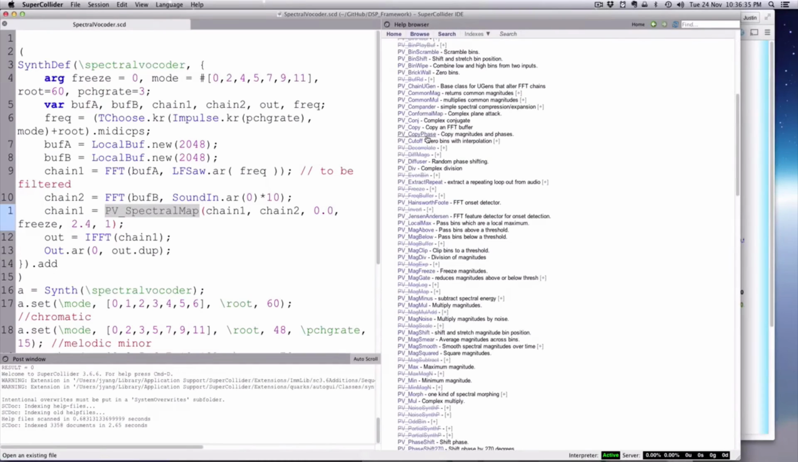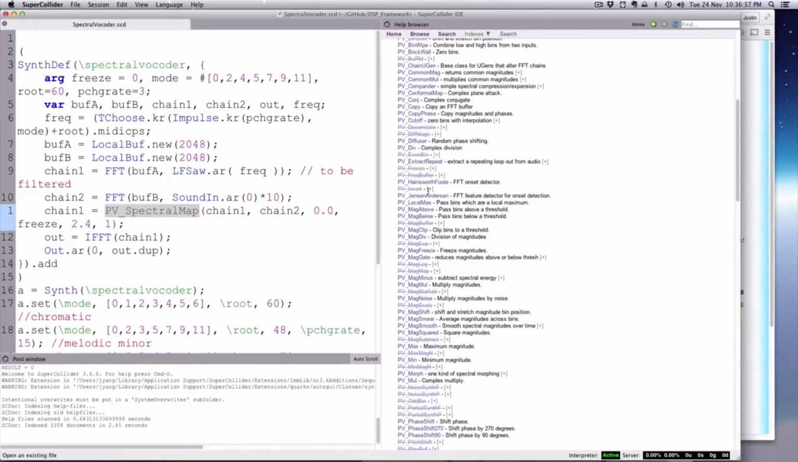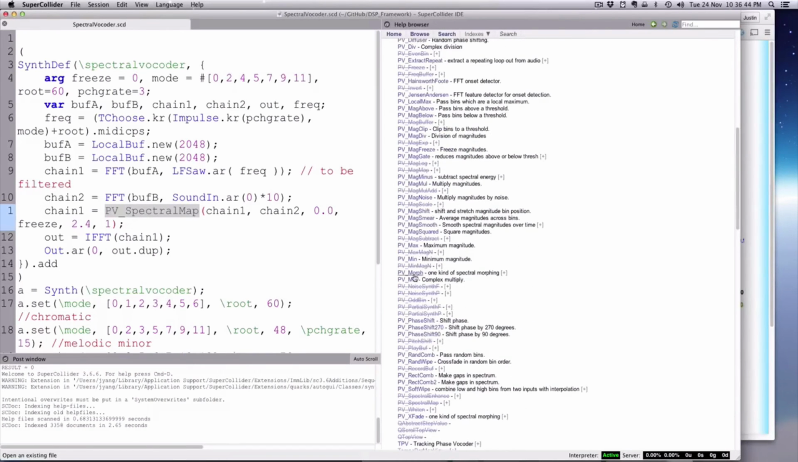Right, there's loads of these here. Can copy phase and magnitudes. We can do onset detection, pass bins, freeze magnitudes, spectral morphing, etc. But you're then doing some manipulation in the frequency domain. In this case, we're taking one spectra and mapping it onto the other one. So it has a sort of vocoder effect, a carrier-modulator type of effect, with the sound in being the modulator and the saw being the carrier.